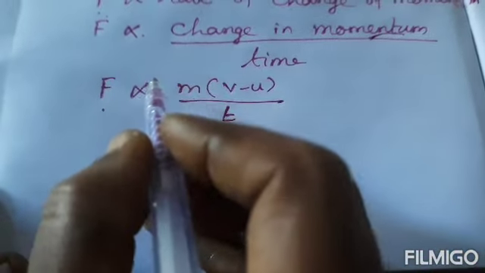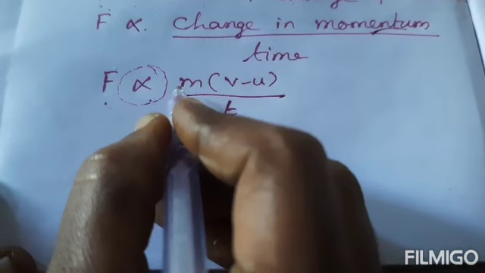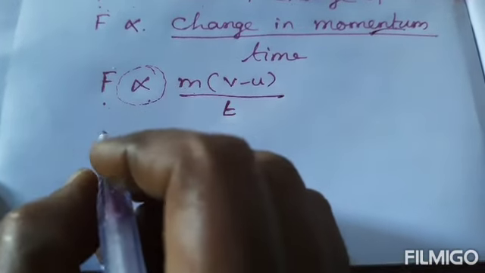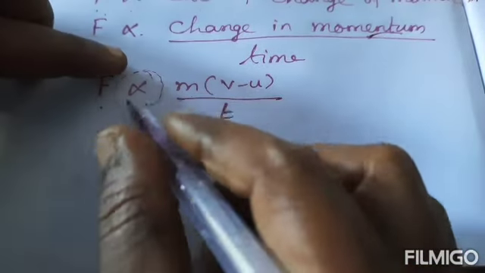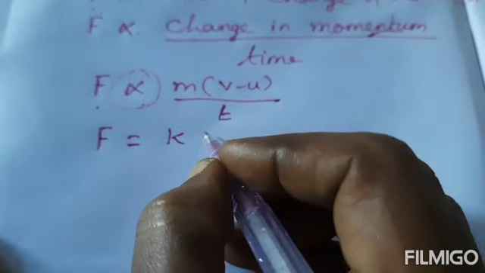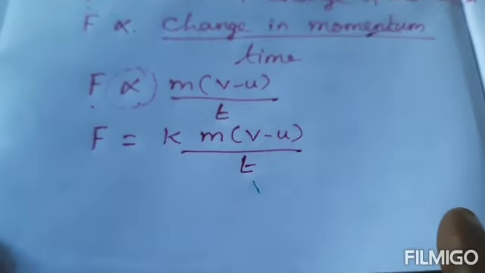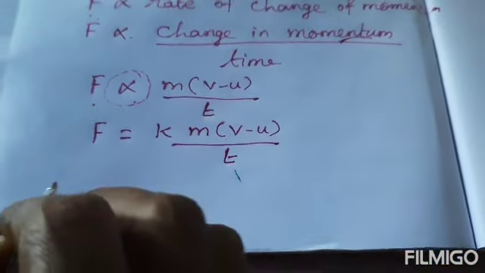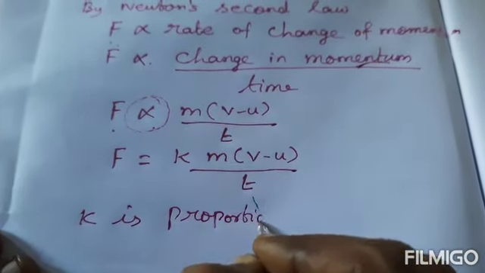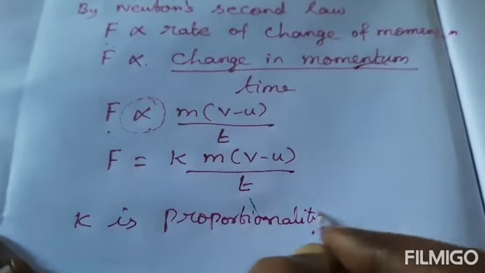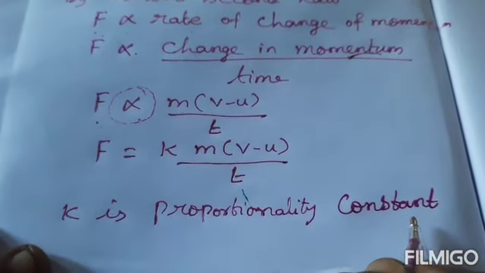Then we can take this proportionality symbol and put equal to. For that you have to write one variable. That variable is k. So F equal to k into m into v minus u divided by t. So k is the proportionality constant.